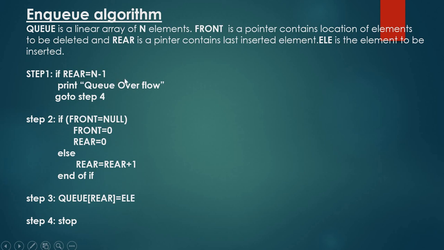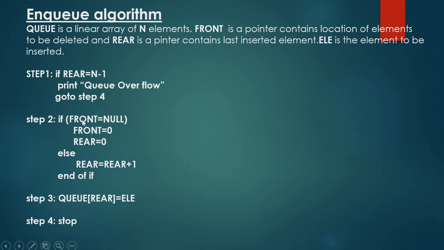NQ means insert an element to the Q. In the insertion case, which condition do we need to check? Whether the Q is full or not. If the Q is full, we can't insert one more element. That is why first we check whether the Q is full or not. Here the Q full condition is known as Q overflow. Q full means Q overflow. That is, if rear is equal to n minus 1, it means Q overflow.